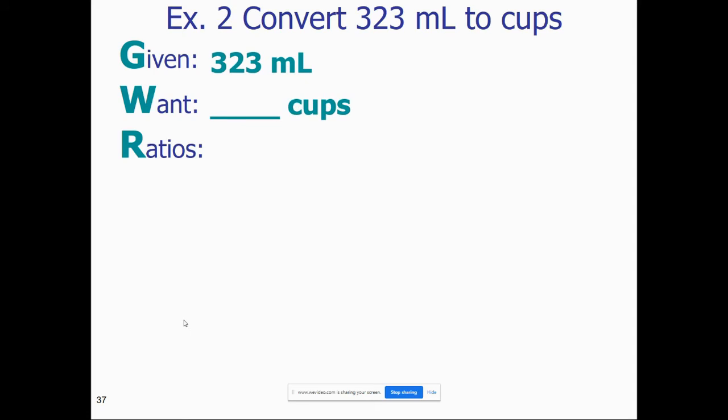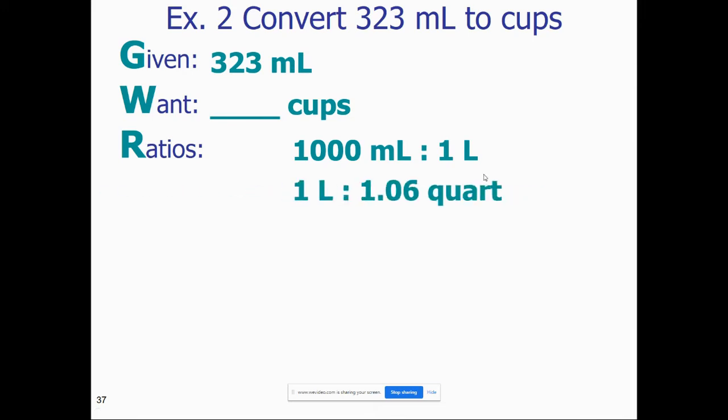What ratios do we know? I'm going to give them to you because I don't expect you to know all of them. I do expect you to know this first one. We're in milliliters, so we're going to have to go to that base, which is liters. So we know that 1,000 milliliters equals 1 liter. That one you should know because you've memorized it. We also know that 1 liter is equal to 1.06 quarts. You may not know that. I'm telling you that one right now.